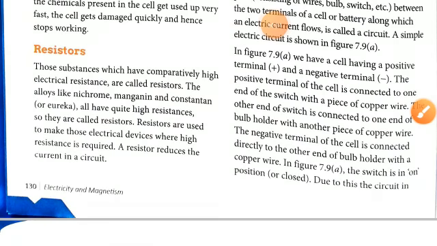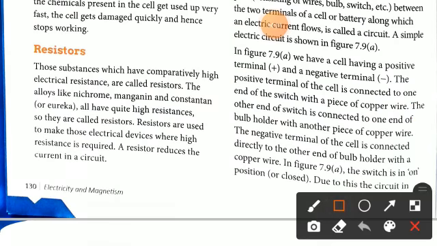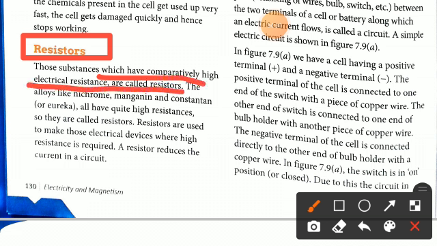Now we will come to resistors. What is a resistor? Those substances which have comparatively high electrical resistance are called resistors. I told you what is a resistor. A resistor is a device which is used to stop the excess flow of current in an electrical circuit.